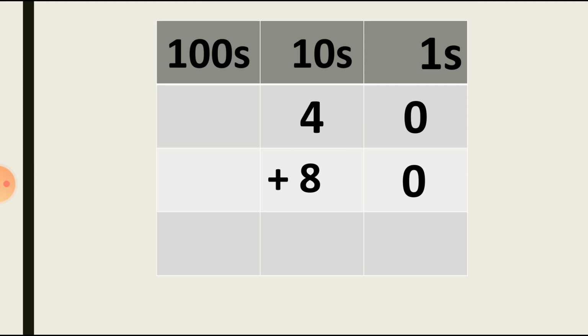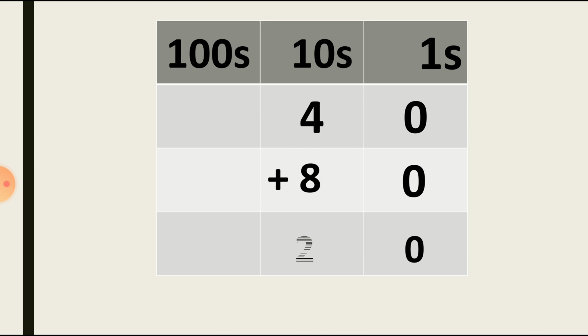Next one, always start with the ones column on the right side. So here 0 plus 0 at the ones column. So just write down 0 under the ones column. Now at the tens column, students, here is 4 plus 8. How much is 4 plus 8? 4 plus 8 is equal to 12.